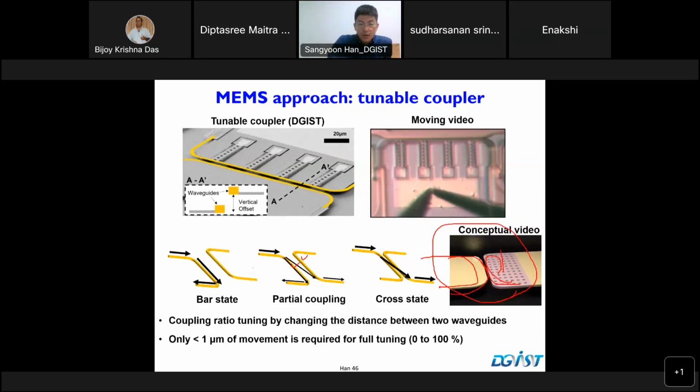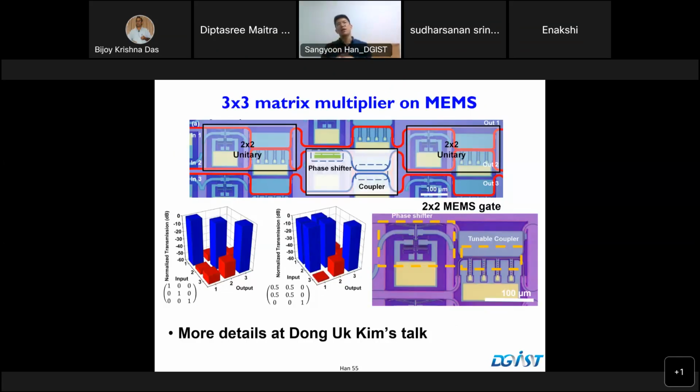And this is the actual SEM image of the gate. By cascading them, you can make an N-by-N matrix multiplier. We have a 3-by-3, with 3 of them cascaded. And this is the device picture. Sorry, this I borrowed from CLEO. We presented this work at CLEO this year.